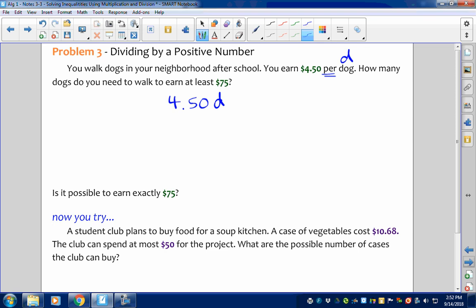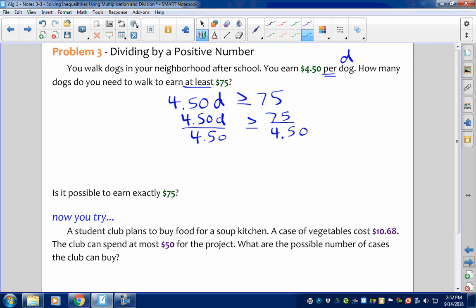And you want to earn at least, which is going to be a greater than or equal to 75. So you want at least $75. More would be better. More dogs you walk, the more money you'll make. Here, let's find out what the minimum number of dogs you would have to walk to earn at least $75. So solving this would mean taking the 4.50, dividing by 4.50 on each side.